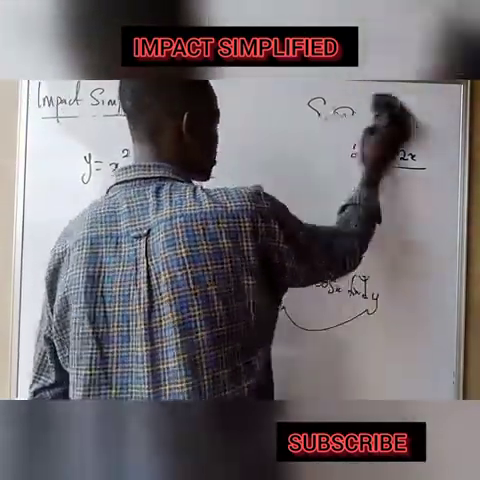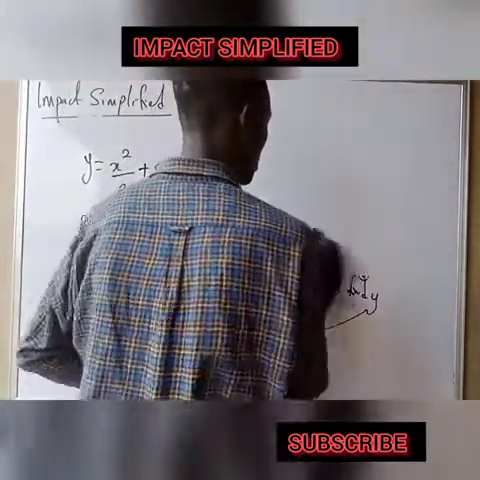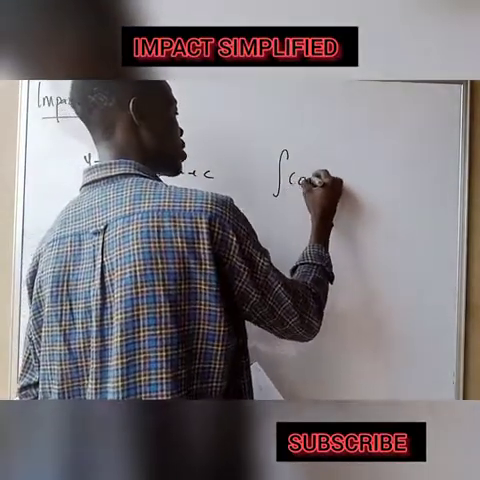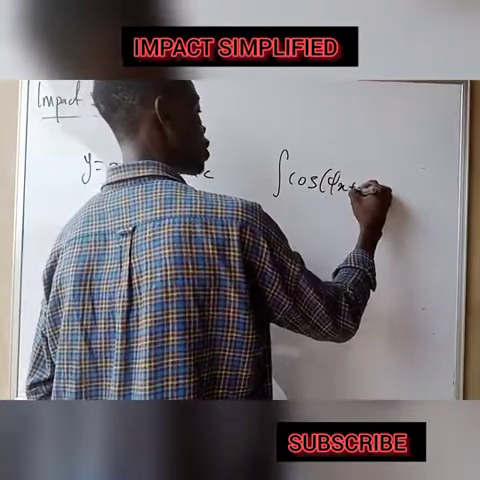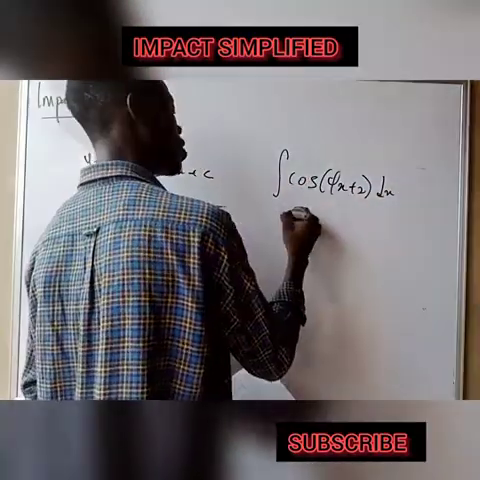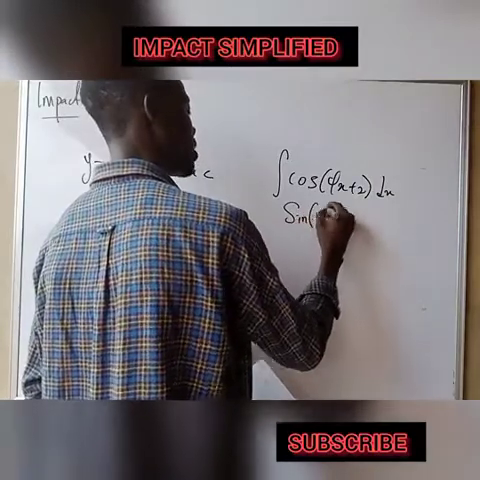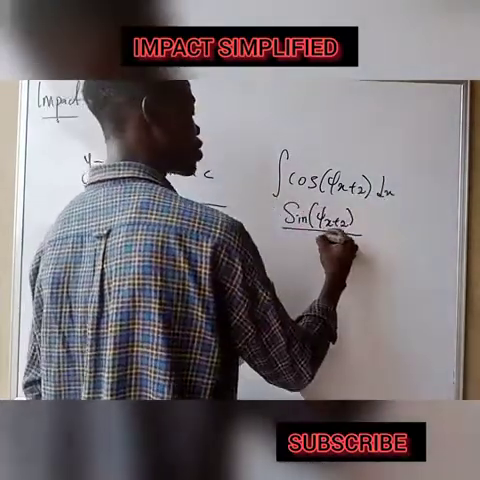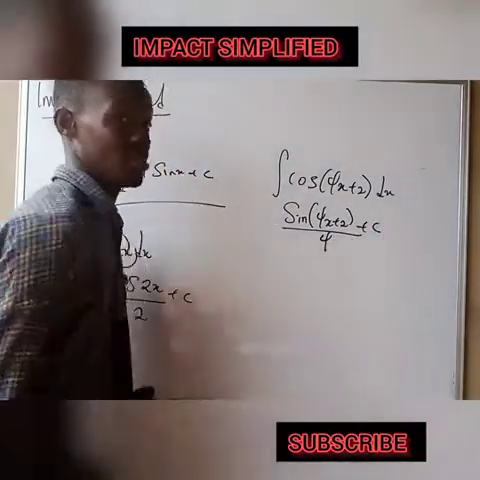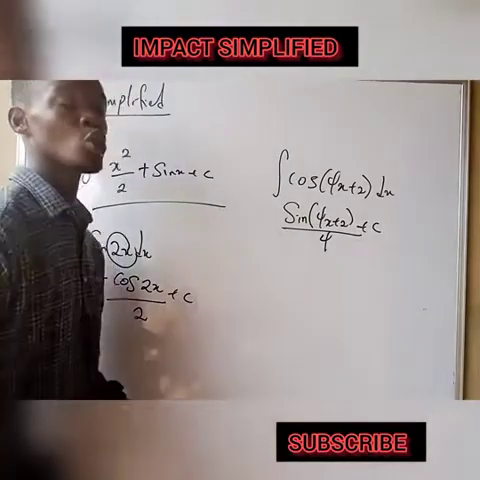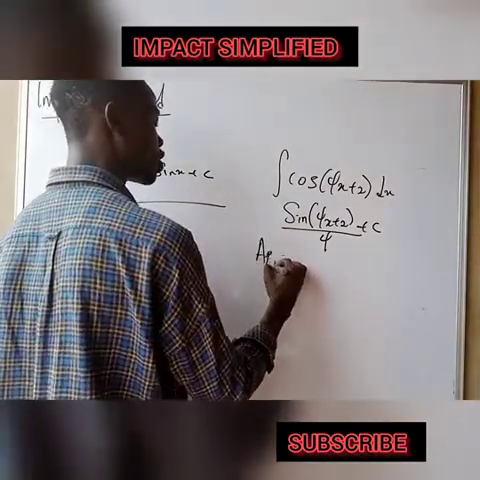Now let's look at more questions on that so that you can understand it better. They said we should integrate cos of 4x plus 2 dx. So if you want to integrate this, what do you do? Integrate cos, what is the answer? Sine. Which angle? Angle 4x plus 2, over the differentiated function, 4. It's simple.